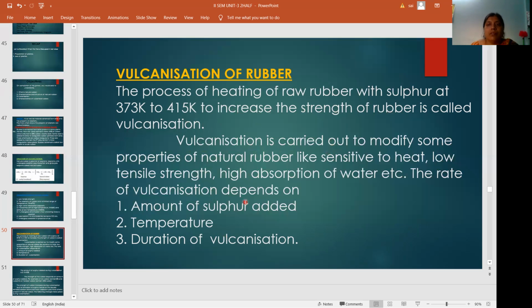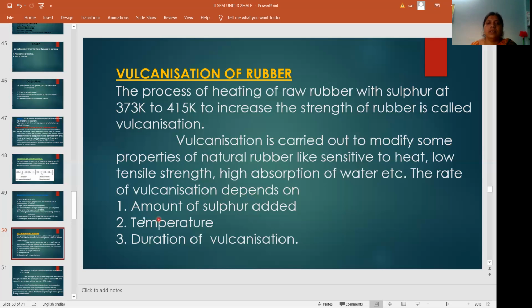So why are we doing vulcanization? To improve the properties of natural rubber. Natural rubber is sensitive to heat, and we want to reduce that. It has low tensile strength, and we want to increase that. And it has high absorption of water, and we want to decrease that. So to modify some properties, we are doing vulcanization.